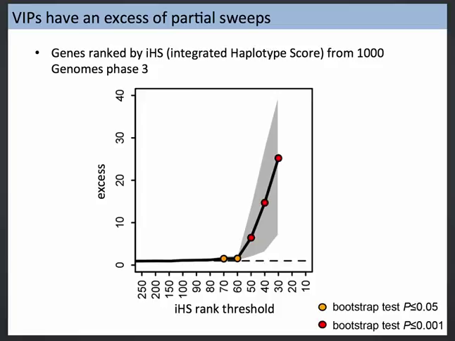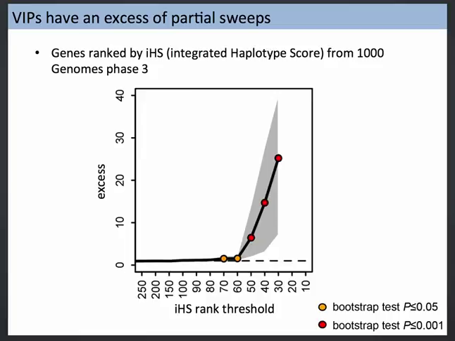And when we measured iHS on the 1000 Genomes Phase 3, we ranked all the genes in all the human populations by how strong the iHS signal was. And what we could find was that the top ranking iHS candidates in human populations are very, very strongly enriched for VIPs. So it really looks like VIPs have driven a very significant proportion of those recent strong adaptive events.